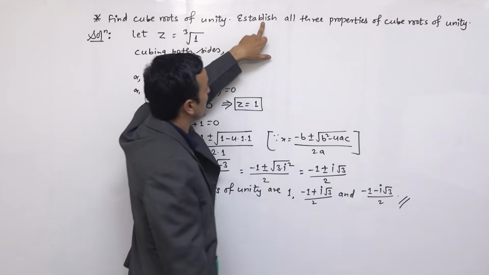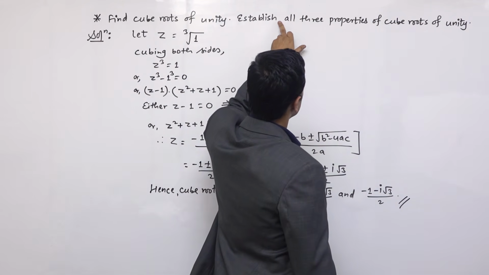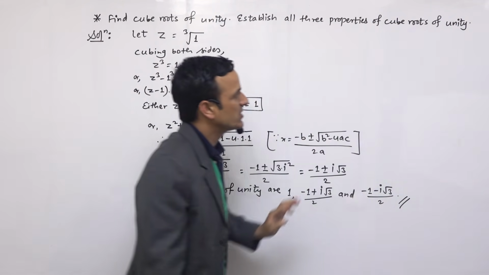Now let's move to the solution of the second part. Establish all three properties of cube root of unity.